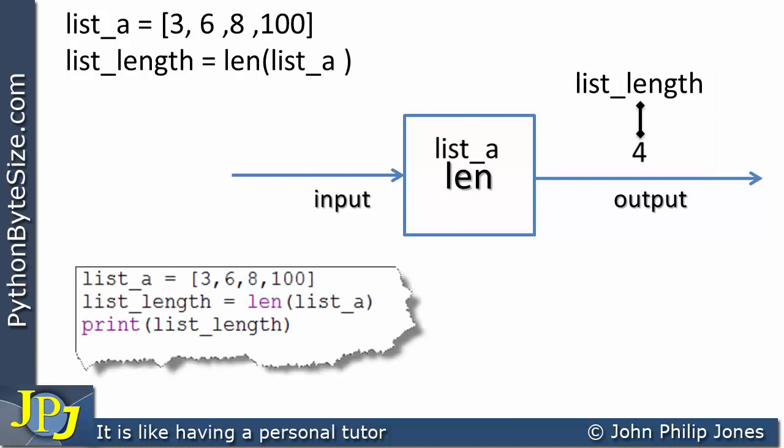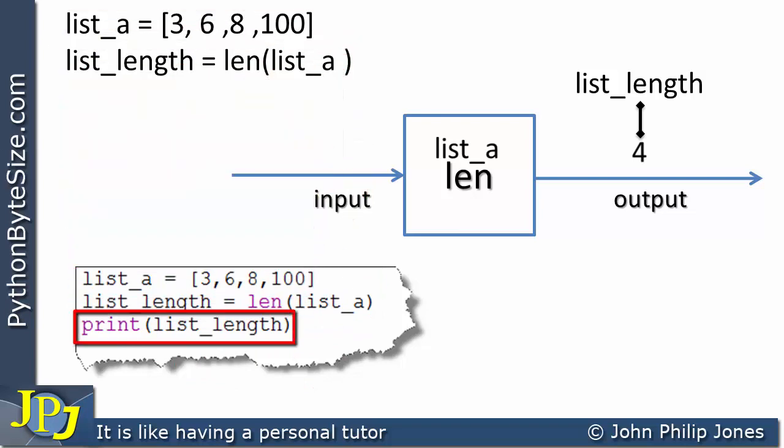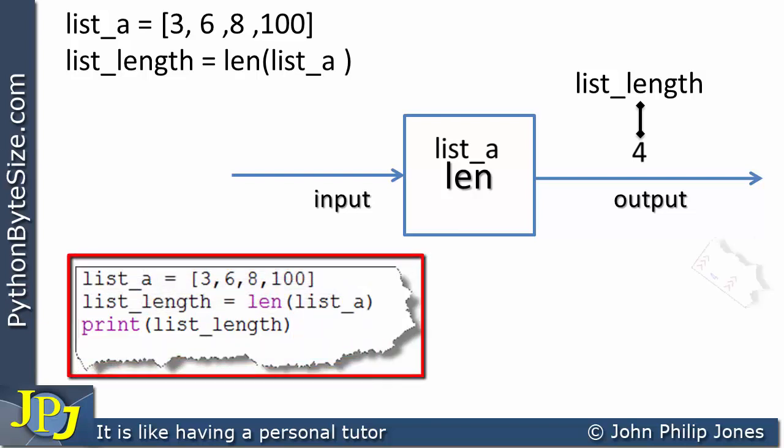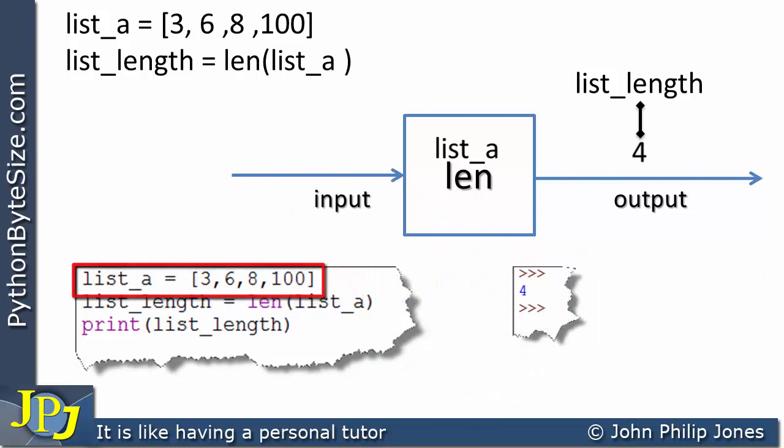Let's now consider this computer program, and you can see that the first 2 lines are indeed these 2 lines here, but I've added this now, which is simply going to print the list_length. So when this program executes, what we're going to see at the output is this, and we can see we have here 4, because that's the length of this Python list.